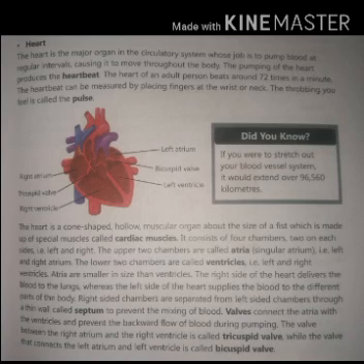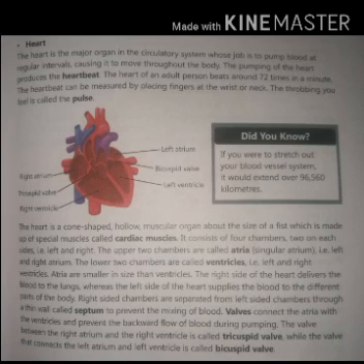at regular intervals at specific time, causing it to move throughout the body. The pumping of the heart produces the heartbeat, and the heart of an adult person beats around 72 times in a minute. The heartbeat can be measured by placing fingers at the wrist or neck. Wrist means kalai. The throbbing means dhadakna. The throbbing you feel is called the pulse.